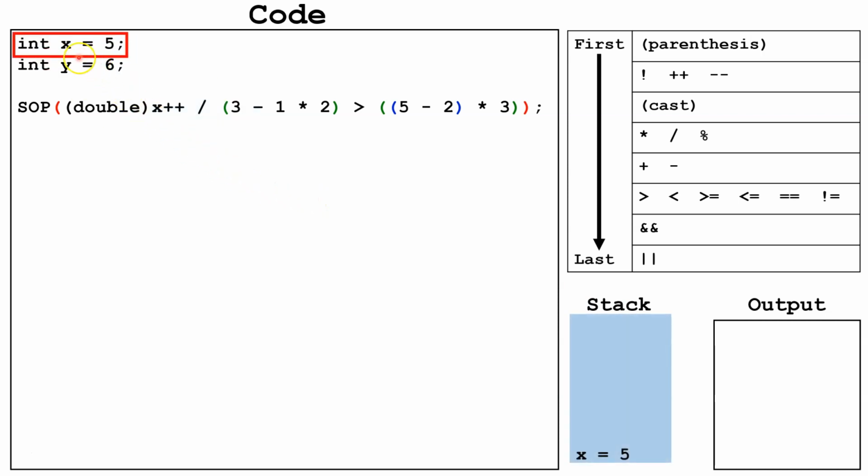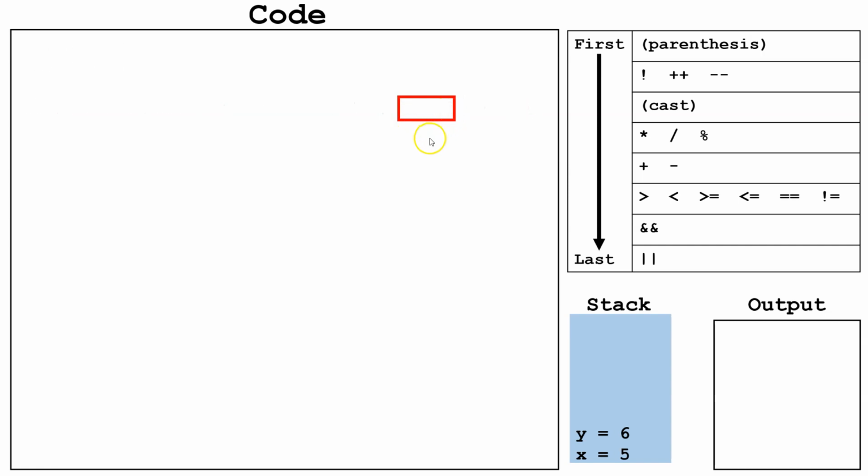We'll start by declaring x and setting it equal to 5, and we see it appears on the stack. Then we'll declare y and set it equal to 6, and we see it's also here on the stack. Since parentheses have the highest precedence, we're going to look for the innermost parentheses, which are right here. There's only one operator inside these parentheses, subtraction, so we're going to evaluate 5 minus 2, which gives us 3.